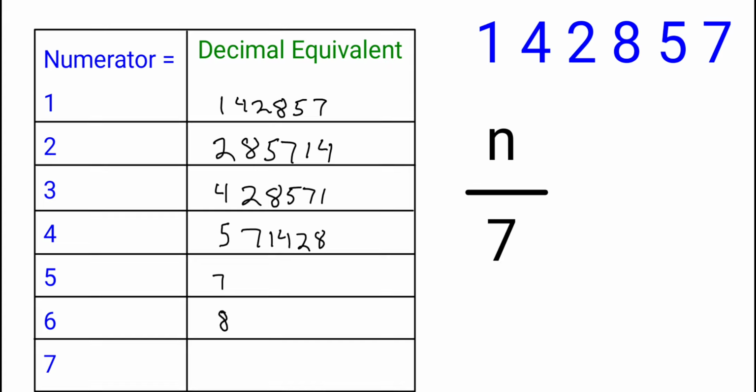If I'm starting with 7, my next number is 1, 4, 2, 8, 5. And if I'm starting with 8, my next number is 5, 7, 1, 4, 2. Now let's put a decimal in front of each of these.